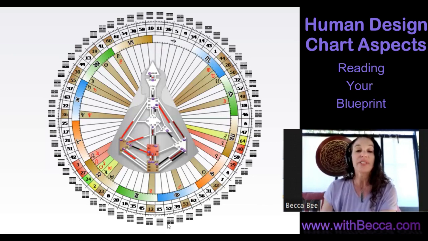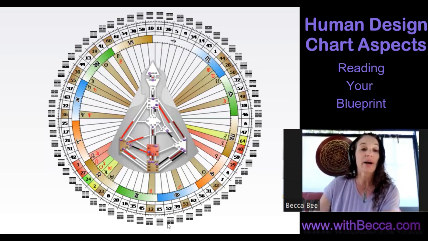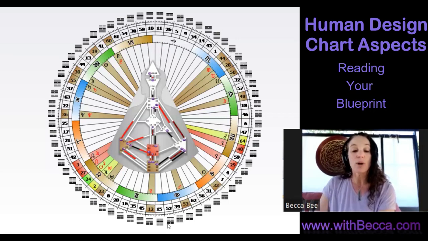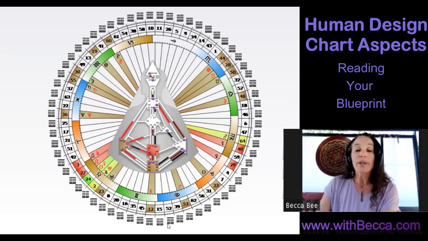Now as you look at all of these gates, 1 through 64, we're going to come back over here and we're going to see that each of these 1 through 64 are actually placed within one of these 9 energy centers within the human design chart.